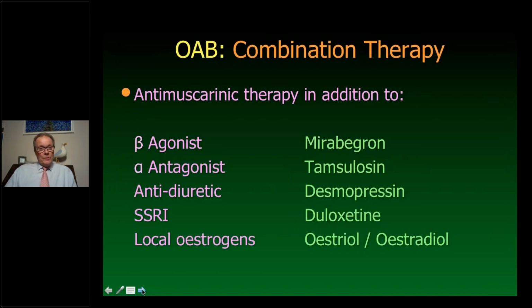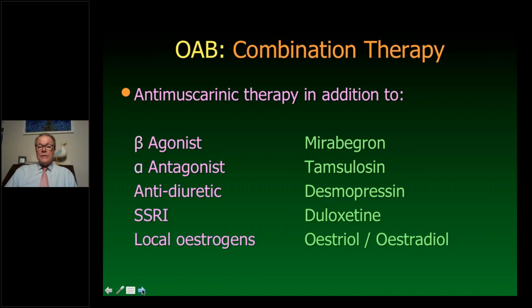We may now also, of course, think about using combination therapy in patients with refractory overactive bladder. So we may consider using an antimuscarinic in addition to mirabegron in patients with overactive bladder. For the urologists in the audience this evening, I'm sure many of you have used an antimuscarinic with tamsulosin as an alpha blocker in men with outflow obstruction.